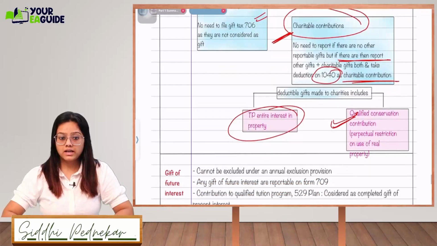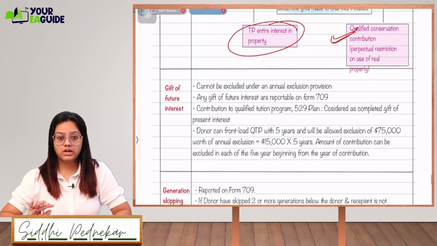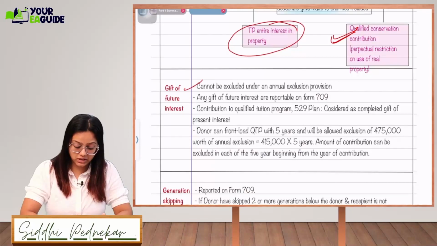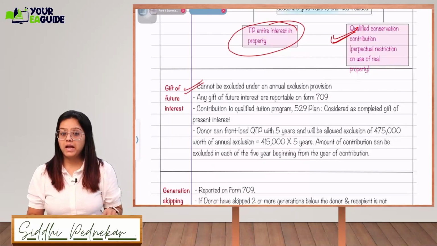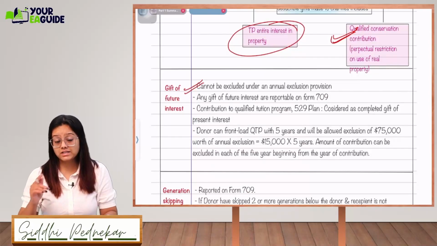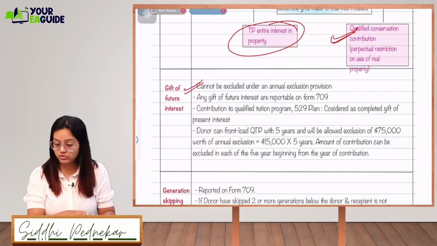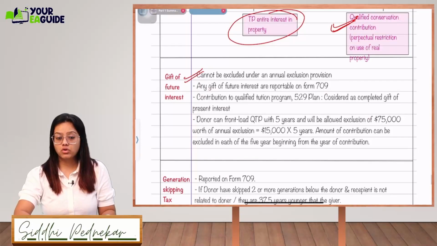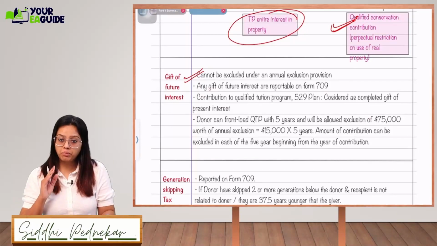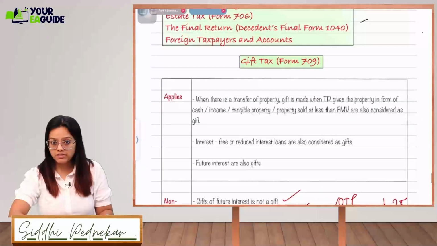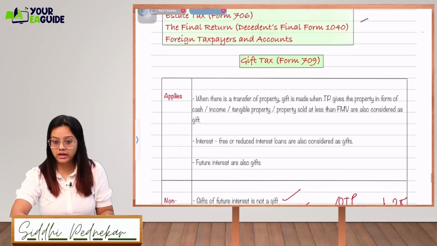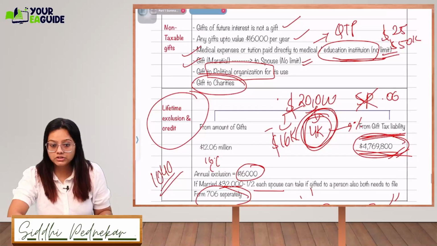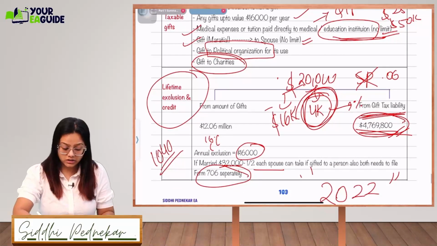Okay, next is gift of future interest. Now this is something which cannot be excluded under the annual exclusion provision, meaning the 16,000 provision will not apply for future interest. That was mentioned in the above two paragraphs. Any gift of future interest is always reportable, in form 709. Just a minute, somewhere it was mentioned as 706, here it will be 709.